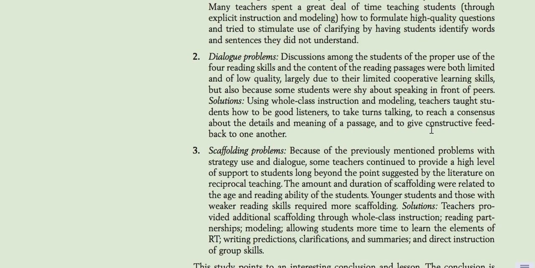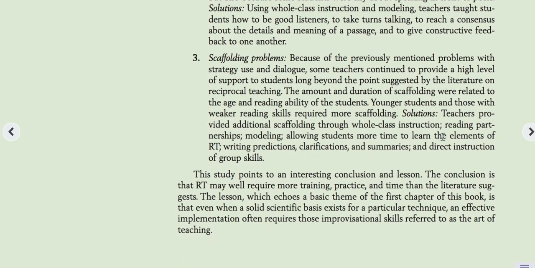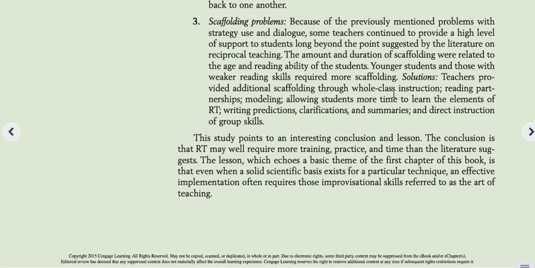Scaffolding problems. Because of the previously mentioned problems with strategy use and dialogue, some teachers continued to provide a high level of support to students long beyond the point suggested by the literature on reciprocal teaching. The amount and duration of scaffolding were related to the age and reading ability of the students. Younger students and those with weaker reading skills required more scaffolding. Solutions: teachers provided additional scaffolding through whole class instruction, reading partnerships, modeling, allowing students more time to learn the elements of RT, writing predictions, clarifications, and summaries, and direct instruction of group skills.